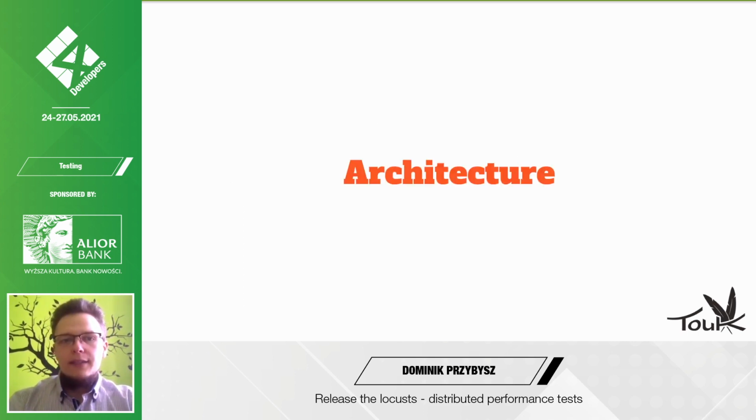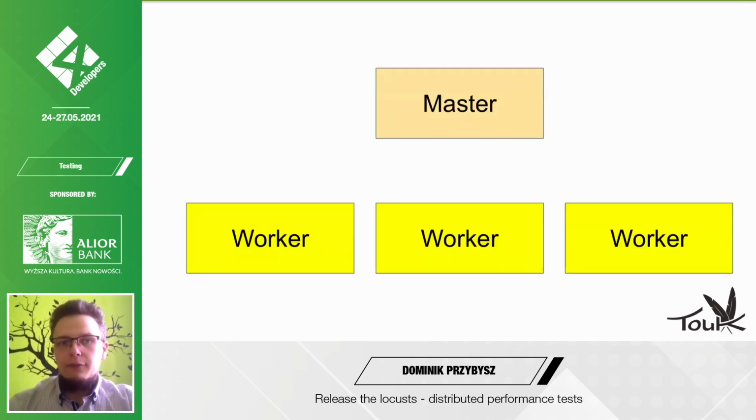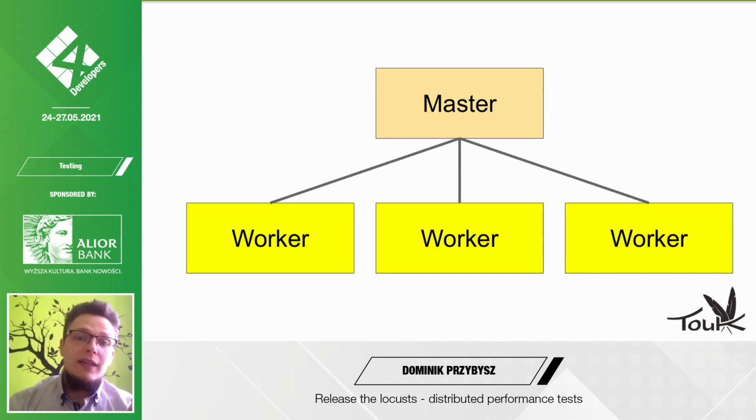Okay, and the whole architecture. As I said at the beginning, we have one master and some workers. Of course, the master knows about every worker connected to it. A worker knows only about the master and doesn't have any information about other workers.